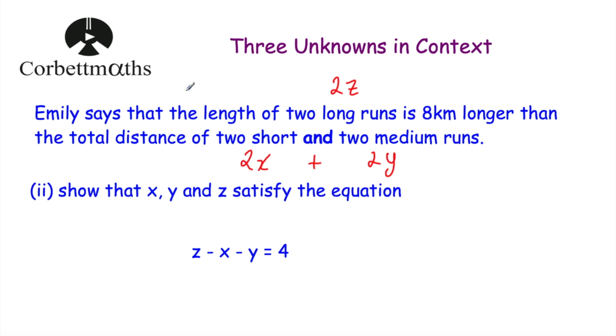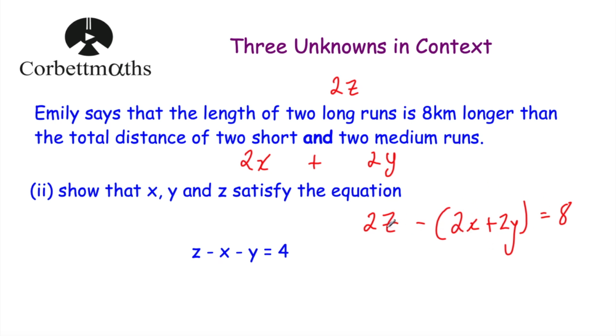Now Emily says that the length of 2 long runs is 8 kilometers longer than this total distance. In other words, if you take this distance away from this distance, you get 8. If you do the total length of 2 long runs, which is 2z, and you subtract the total distance of 2 short and 2 medium runs, so 2x plus 2y, that's going to be equal to 8. Now I've put that in a bracket there because you would normally, if we knew the numbers, do 2 times the short run, 2 times the medium run, add them together to get that value, and then subtract. So that's why I'm including it in a bracket.